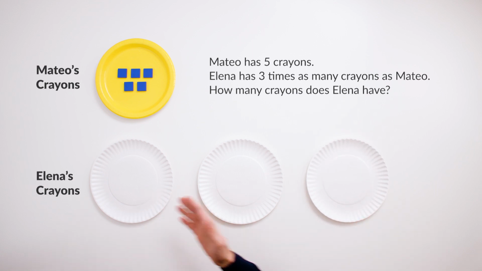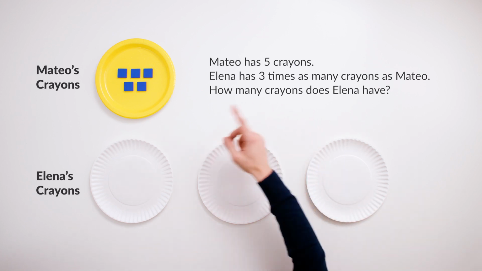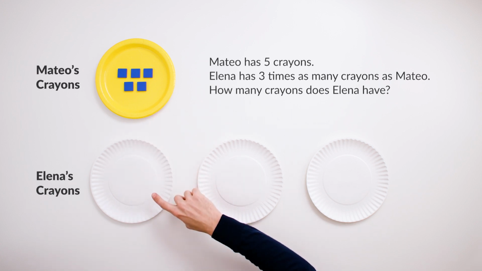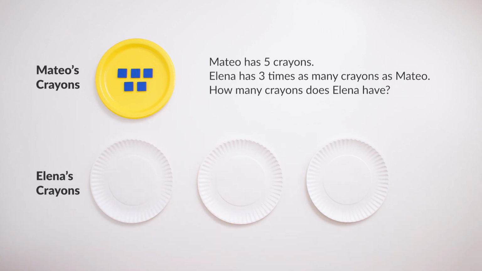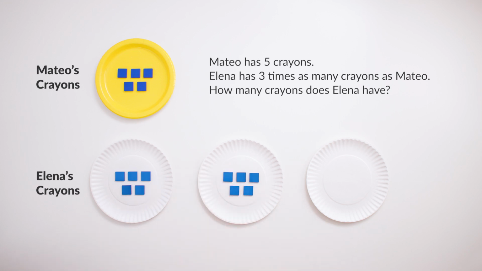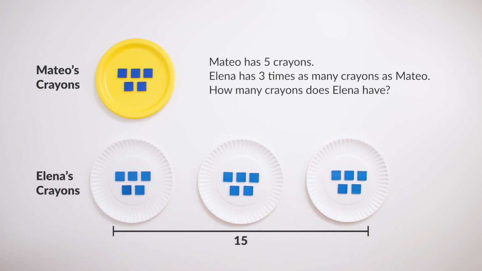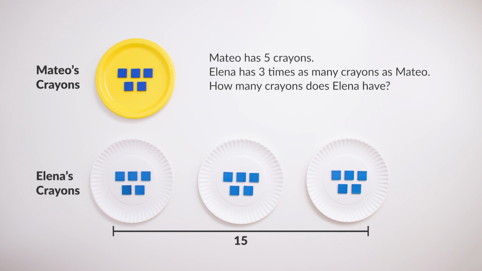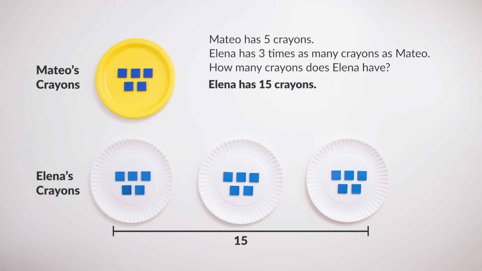Now, how many tiles should I put on each of Elena's plates? If Elena had 1 times as many tiles, she would have the same number of tiles as Matteo. So that would be 5 tiles on one of Elena's plates. But Elena has 3 times as many, so we're going to put 5 tiles on each of Elena's 3 plates. Now, how many tiles does Elena have in all? 5, 10, 15 tiles. Going back to the original problem, we now know that Elena has 15 crayons.